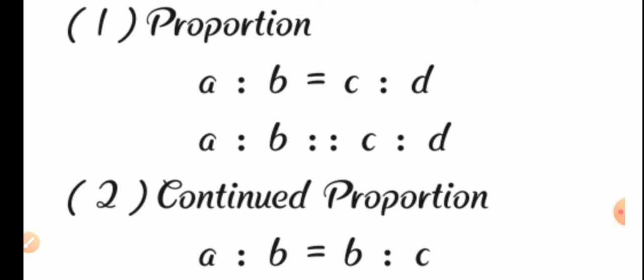This A is called the first term or first proportional. B is called the second term or second proportional. C is called the third term or third proportional. D is called the fourth term or fourth proportional. Two forms are written here: A is to B is equal to C is to D, and A is to B, four dots, C is to D. How to read the second form? A is to B as C is to D. They have the same meaning. In place of the equal to sign you can put four dots, or in place of four dots you can put the equal to sign. Keep this in mind.